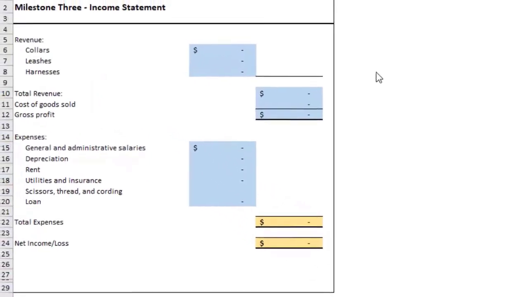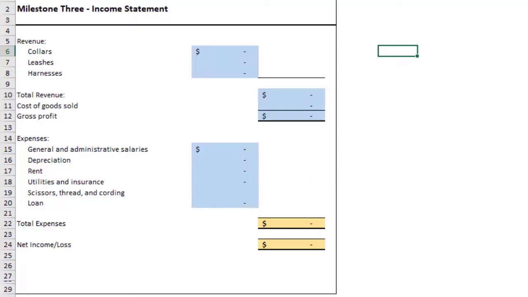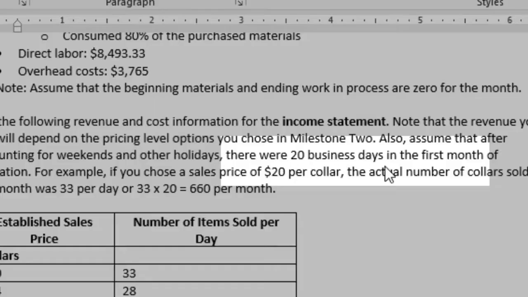So looking at your income statement, based on the actual number of collars that you really sold, times the selling price, and then multiply by 20 days. Why 20 days? Well, there were 20 business days in the first month of operation.